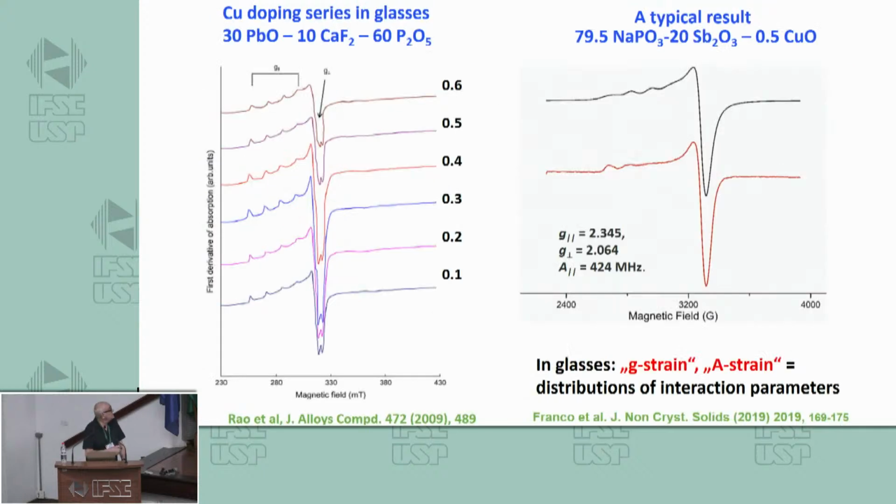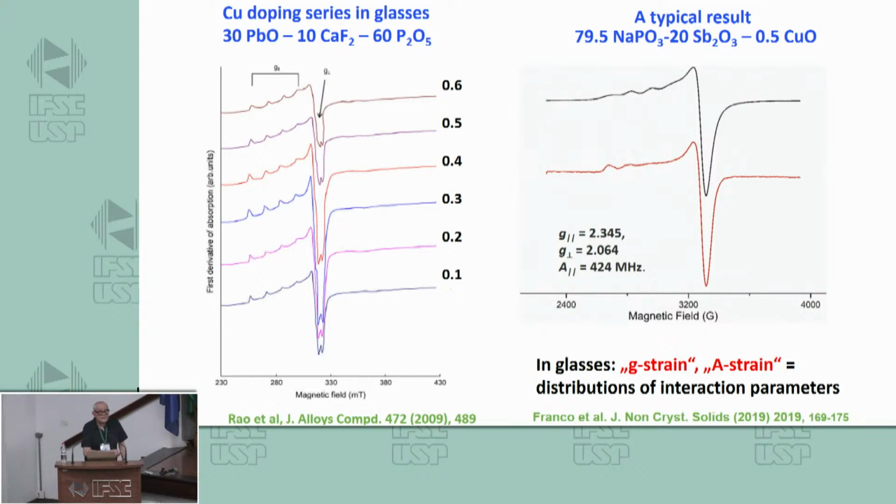Okay, here's some other examples that are useful. There's lead oxide, calcium fluoride, 60 P2O5. This gives quite well-resolved EPR spectra. But you can see here, there's a little difference. Now you can see here, we see splitting as well. So we can analyze this in terms of also the parameters A parallel, A perpendicular.